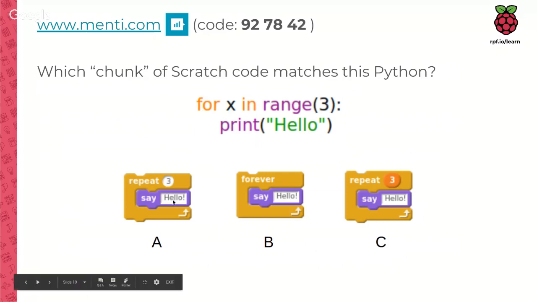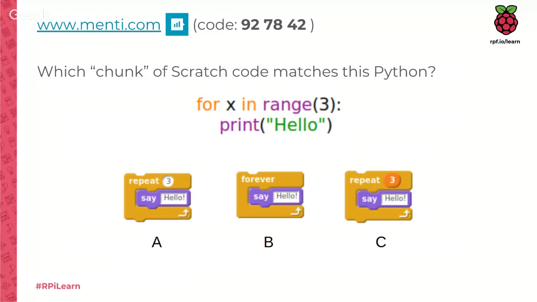So our first block says repeat 3, say hello. Our next block says forever say hello. And our next block says repeat 3, say hello. Now, even if you don't understand the Python code up here because you may not have written any, the idea is that we should be able to have a bit of a guess between these two and see if we can work out what the equivalent statement is.